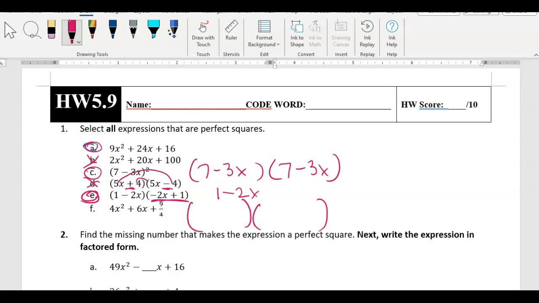And then the last one, if I wanted to factor that, I would put (2x plus 3 over 2) times (2x plus 3 over 2). And the reason is the square root of 9 over 4: the square root of 9 is 3, the square root of 4 is 2. Okay, that's how I got that. And then I want to make sure that works. So if I were to multiply that through, I would get 4x squared, plus 6 over 2, so plus 3x, plus another 3x is plus 6x, and then 9 over 4, so this is also a perfect square.